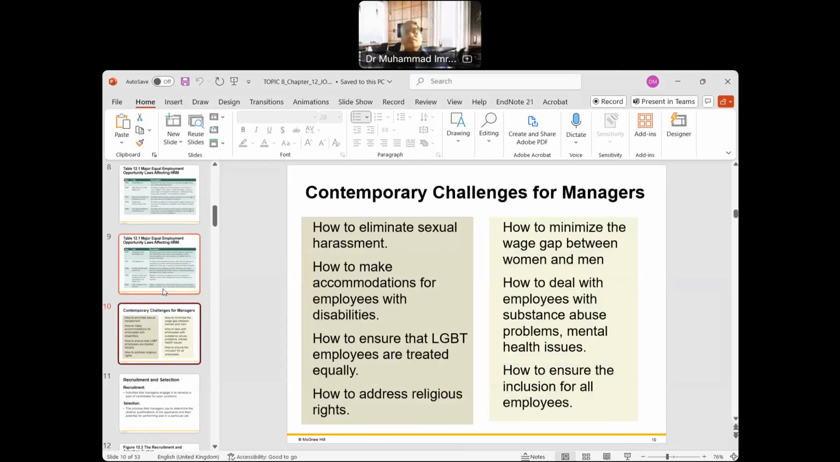So here are contemporary challenges for managers, some of the questions. Managers are dealing with these questions, these problems. How to eliminate sexual harassment? Yes, male and female. And how to make accommodation, I mean, how can we accommodate disabled employees as much as possible? How to ensure that LGBT employees are treated equally? Yes, male and male, female and female. How to address religious rights also?